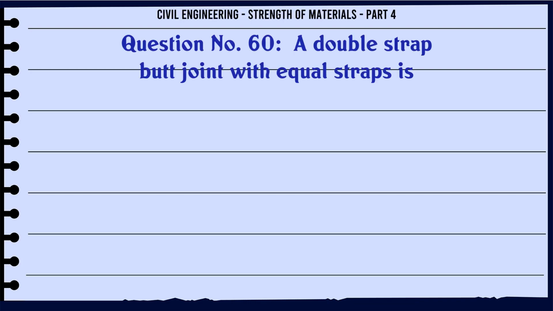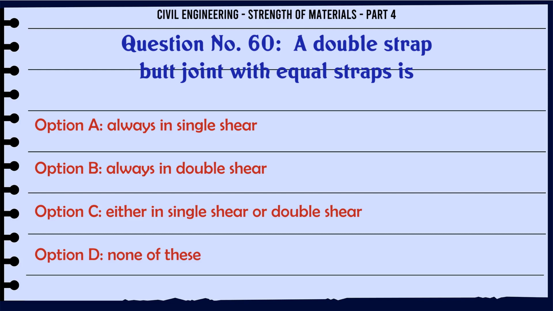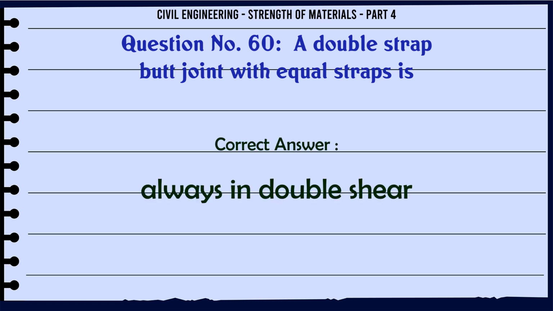A double strap butt joint with equal straps is A. Always in single shear, B. Always in double shear, C. Either in single shear or double shear, D. None of these. The correct answer is always in double shear.